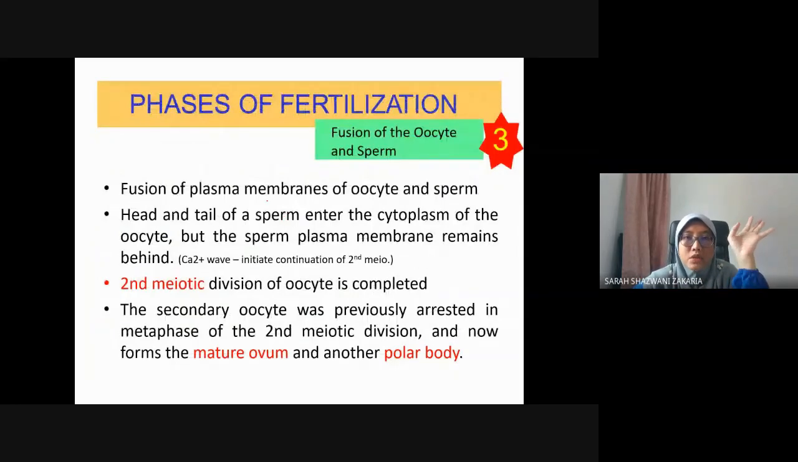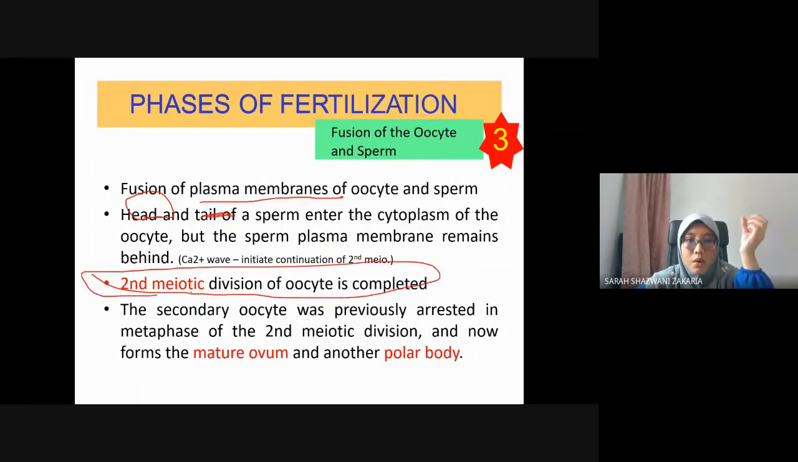The last part is fusion of the oocyte and the sperm, about the fusion of the plasma membrane. The tail does not enter the egg, only the head, the nucleus, enters. But the sperm plasma membrane remains behind. It only fuses and then lets the nucleus and the cytoplasm inside the head enter. Once this fusion occurs, it will initiate the second meiotic division to complete.